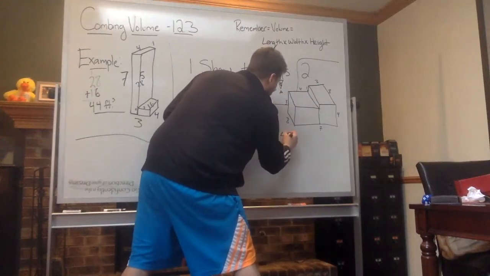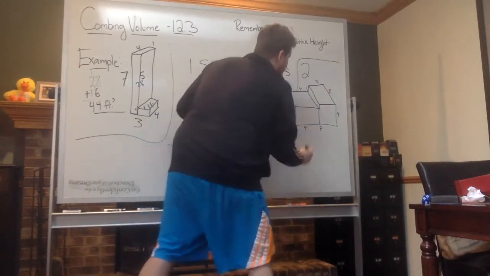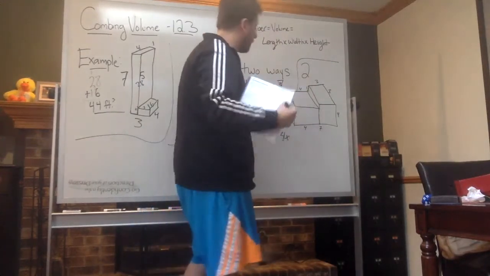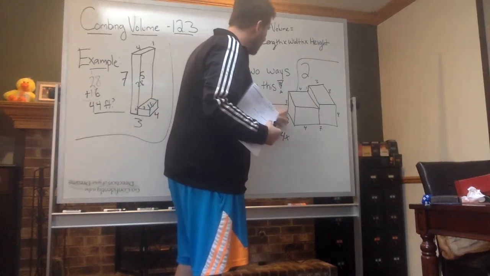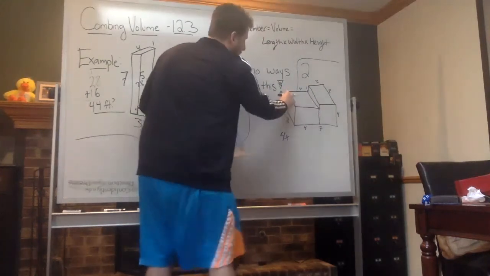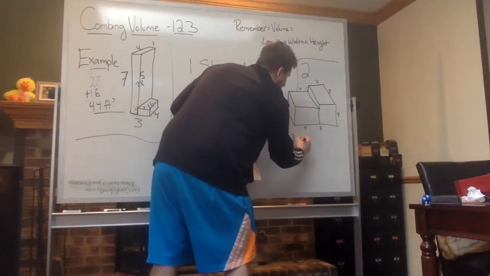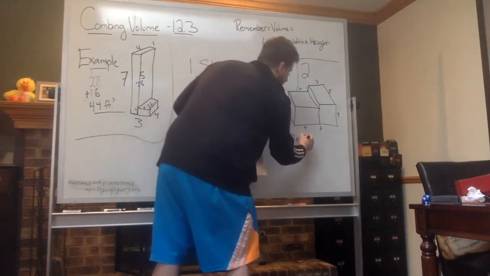So we have 4, because that's our length. We know it's 4 back here, so it's going to be 4 up here. Now we have our height, and our height is going to be 3. And now we have our width, and our width is 8.